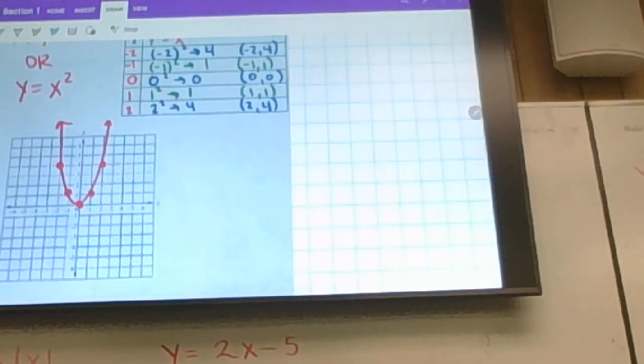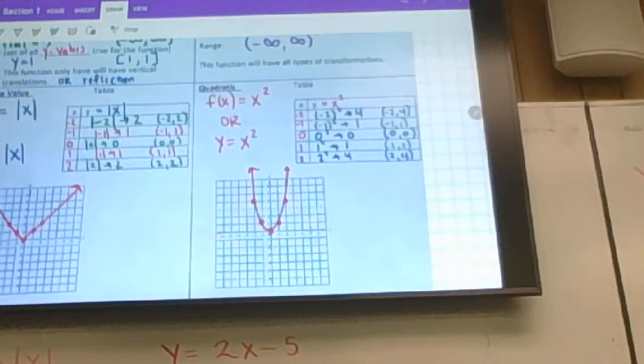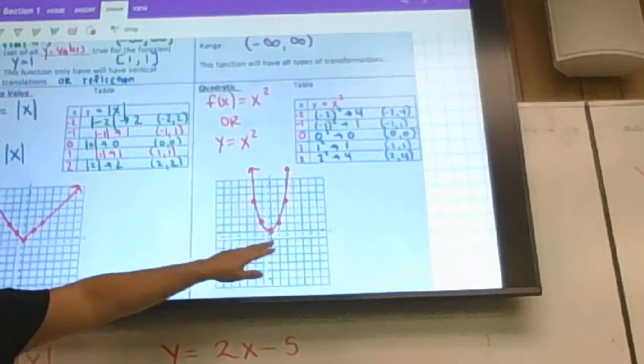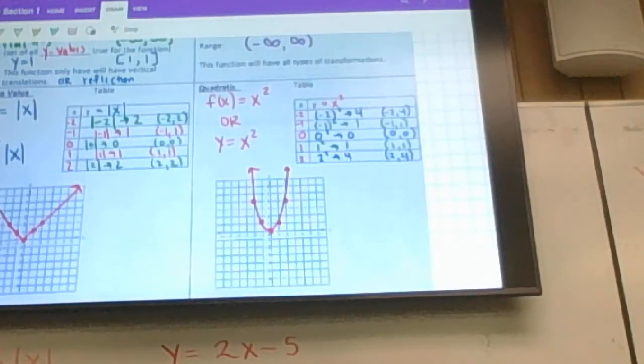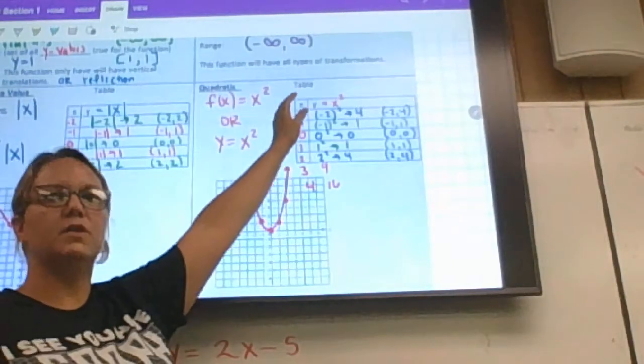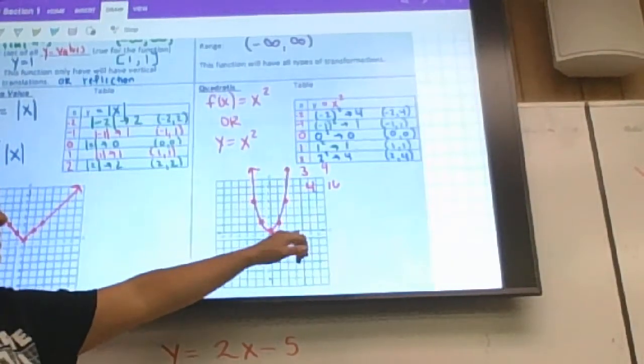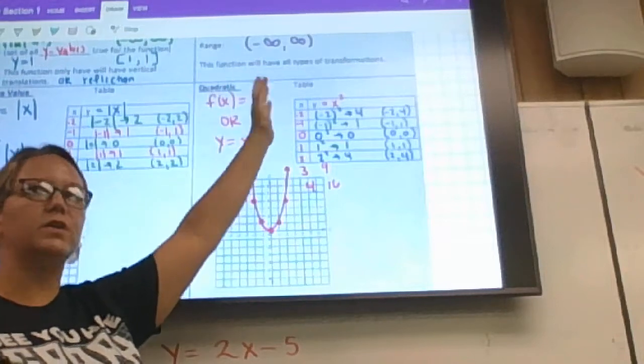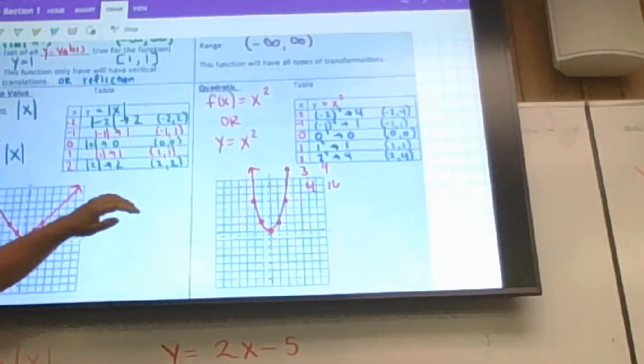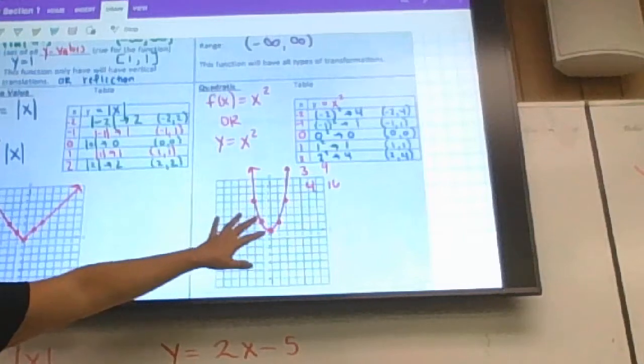No, it's still kind of pointy there, but it's really important that this is a sharp point and this is a curvy U. Let's say we did a bigger table and I asked you to do 3. What's 3 squared? 4 squared is 16. So 5 squared is 25. So as the x value increases, the y value starts to get really high. So that's what creates the curve.